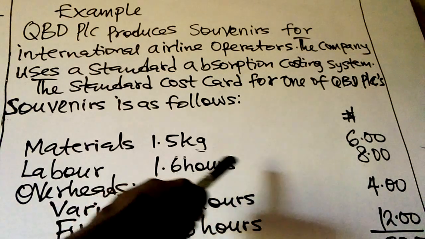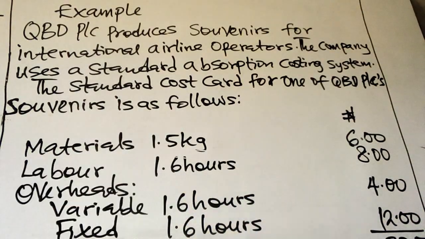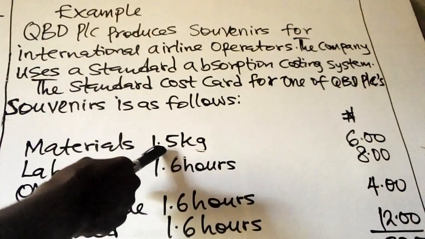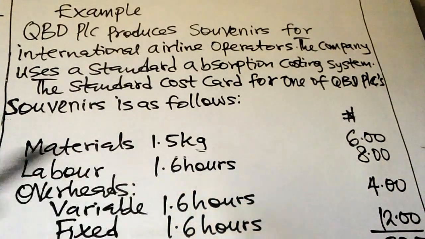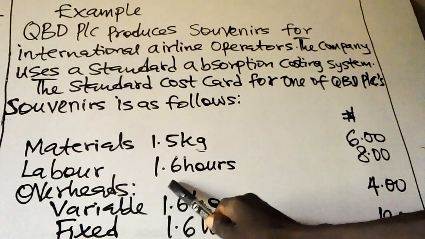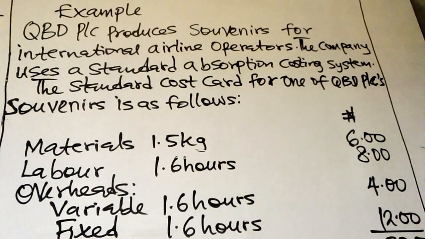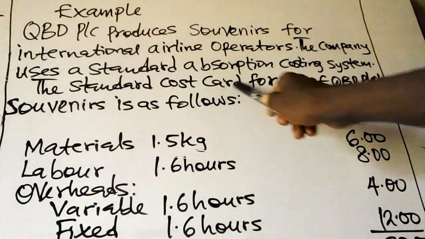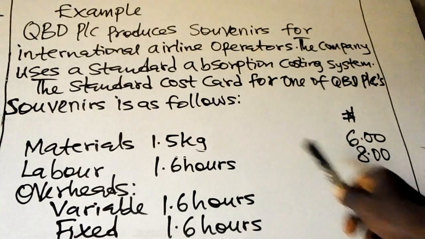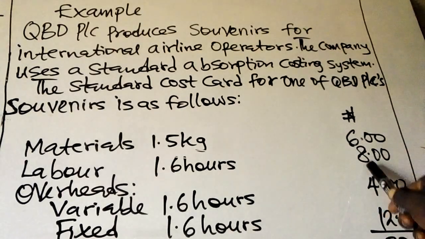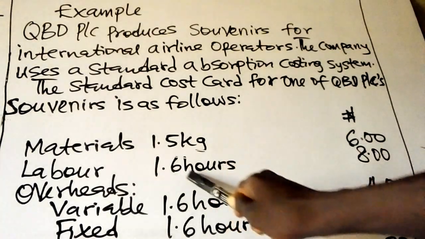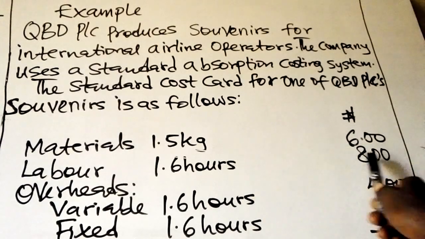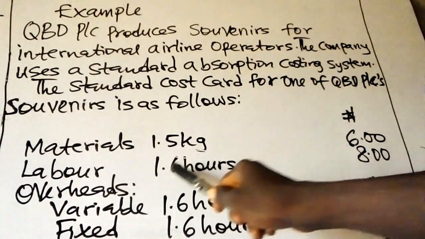Labor is 1.6 hours. This is the standard hours per unit. And you are given the standard rate per unit to be 8 naira. The standard rate per unit is different from the standard rate per hour. This is the rate to achieve one unit of the product. The standard rate per hour will be obtained by dividing the 8 naira by 1.6.